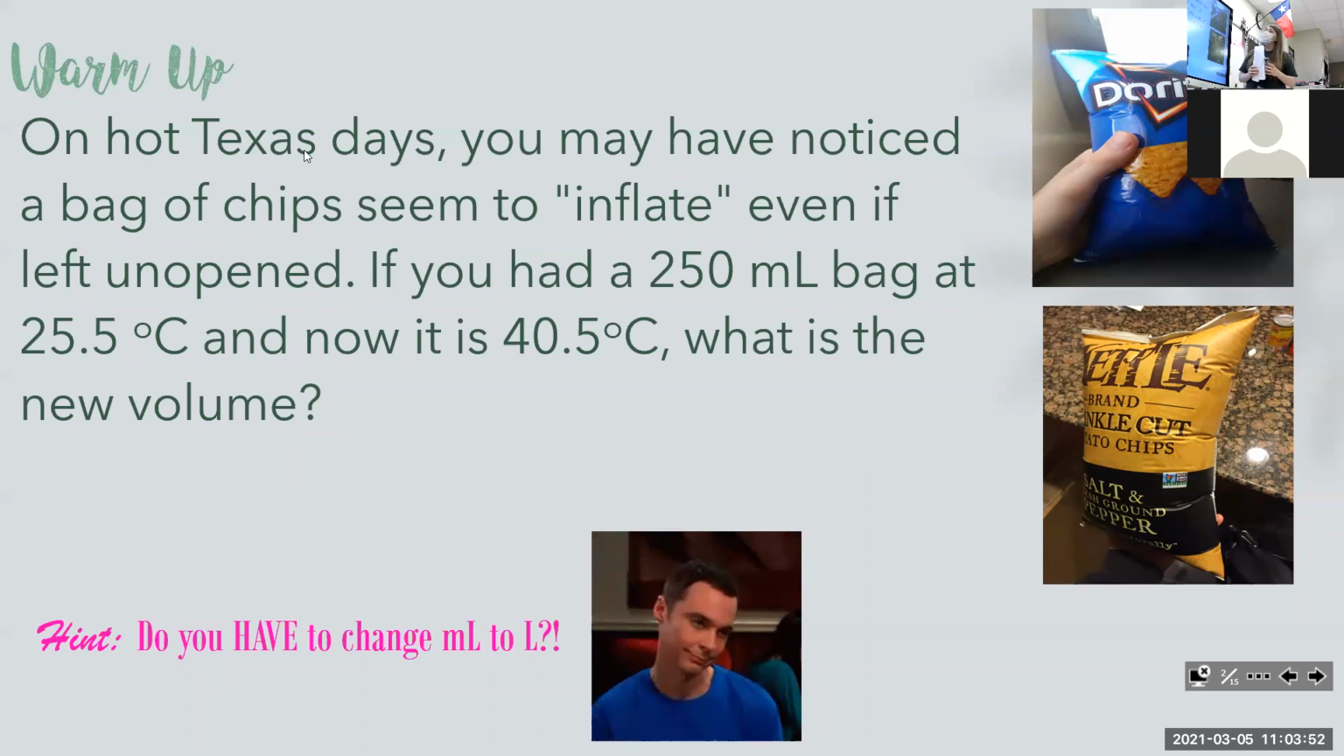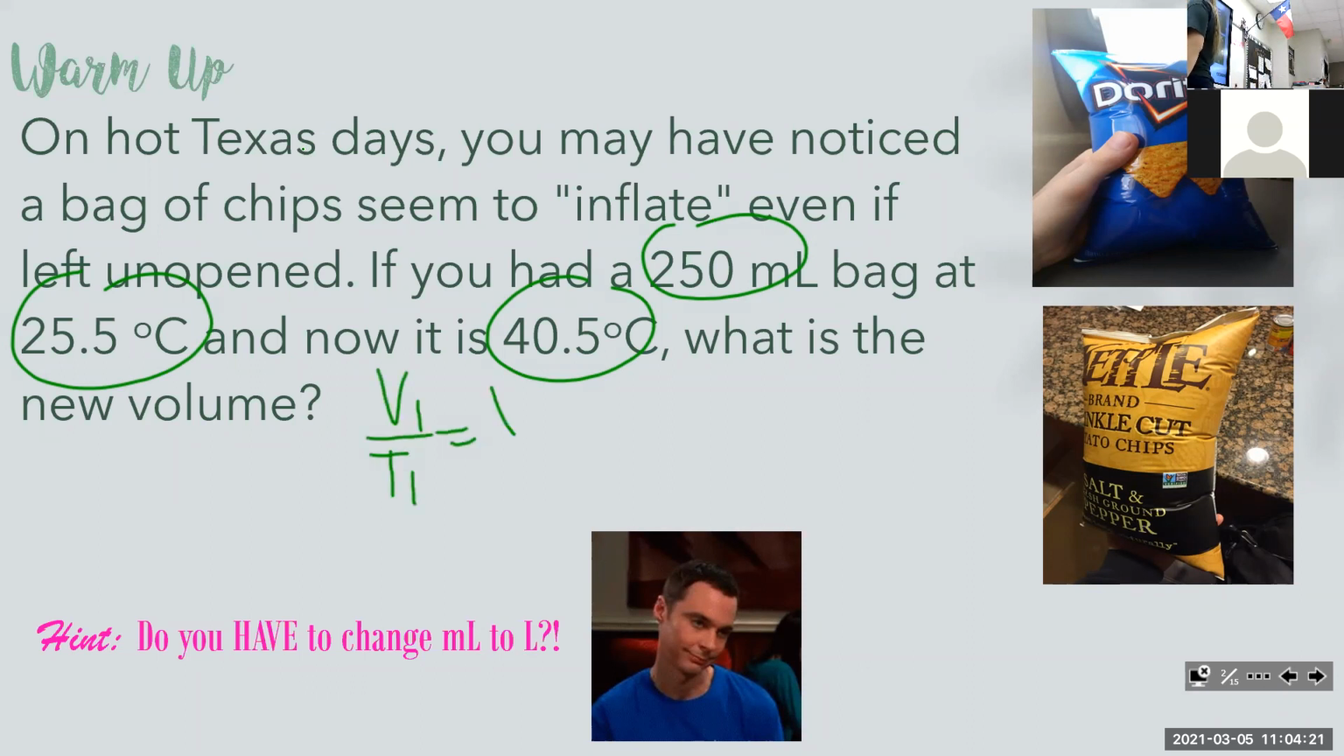So on this warm up, it talks about you have 250 milliliters at 25, and then it moves to 40 degrees. So it is just talking about volume and temperature. Okay, 2 temperatures. So which law are we using? T1V1 or V1 over T1? Volume and temperature is going to be V1 over T1. So you're just going to plug in V1 over T1 equals V2 over T2.